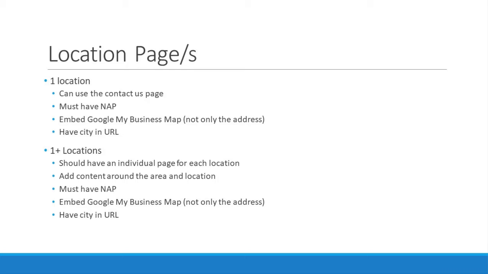Now, if you have more than one location, you're going to want to make an individual page for each location. So you'd have your contact page, maybe with your corporate office, depending on how the business is set up, but you'd want individual pages for the other locations. That could drop down from About Us, with location pages under it, or you could do Contact Us and then have locations in the navigation.